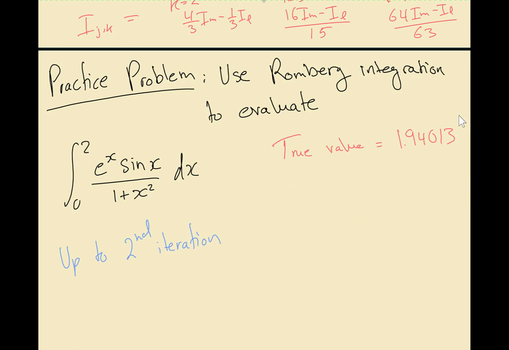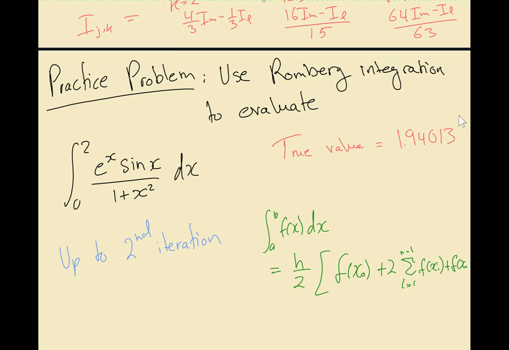So just a reminder, the trapezoidal rule is the integral from a to b of f of x dx equals h over 2 times f of x naught plus 2 times the summation i equals 1 to n minus 1 of f of xi plus f of xn. Okay, this is just a side note. So practice this because it will show up either on a quiz or the final.